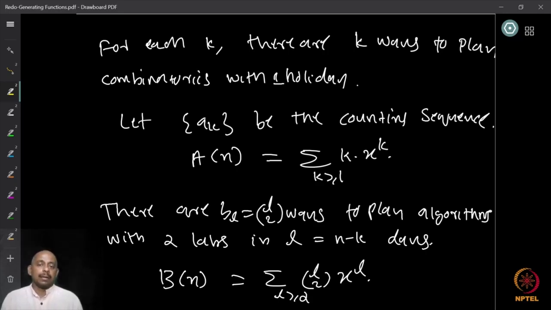So therefore, we have these two generating functions, and we know the product of the generating functions will give us the answer. So if we can solve independently for these, we can use that to get a closed formula for C(x). So that is the idea.